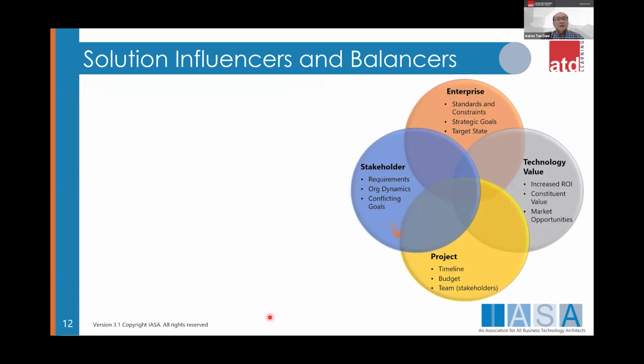Okay, so I think one of the key challenges in the solution architecture role is that you need to balance and you need to influence different parties or different groups of stakeholders in the organization, right? In terms of the stakeholders, we need to capture their requirements, and in terms of the standards, they have the target state and the strategy goal. In terms of the technology, they have ROI, constituent value, project timeline and budget. The solution architect needs to look at these four factors, and how we can balance and influence them accordingly, for the benefit of the project to be successful.